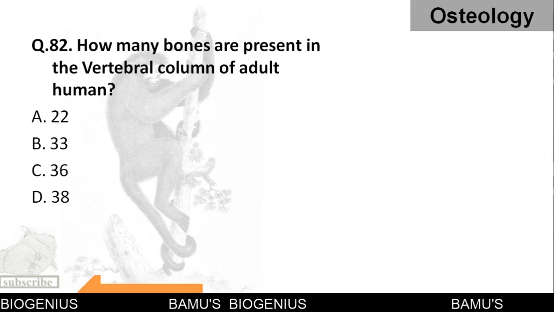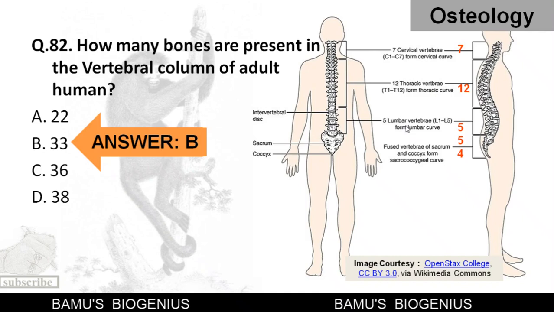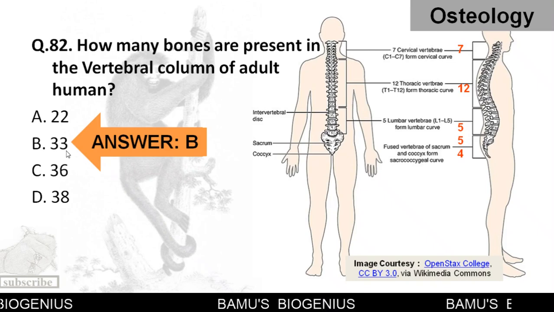Because you can see here, 7 cervical vertebrae, 12 thoracic vertebrae, 5 lumbar vertebrae, and fused vertebrae of sacrum, that is 5, and coccyx, that is 4. So total number of vertebrae are 33.